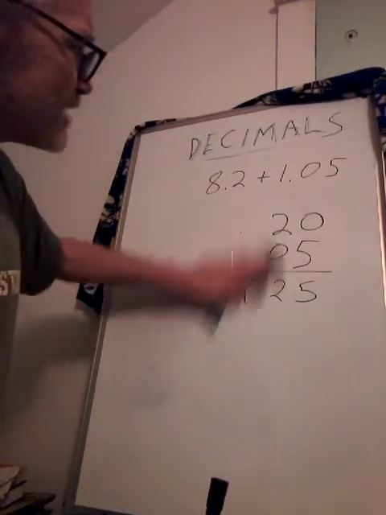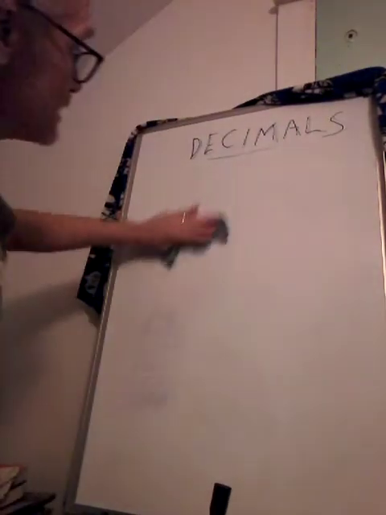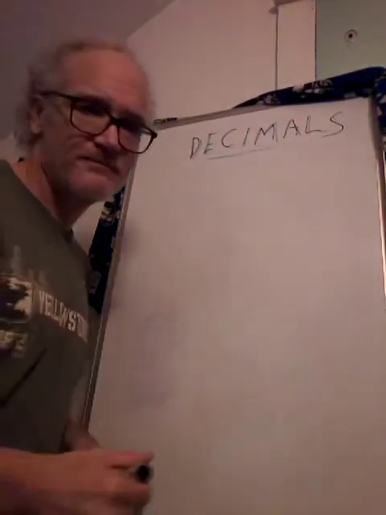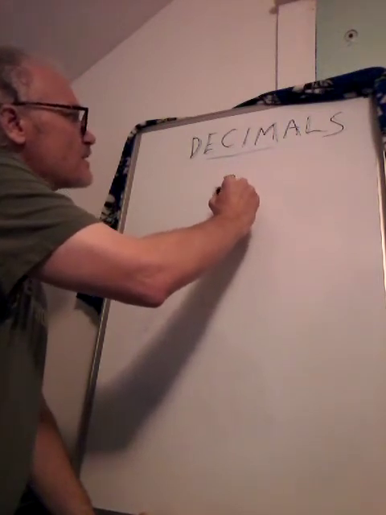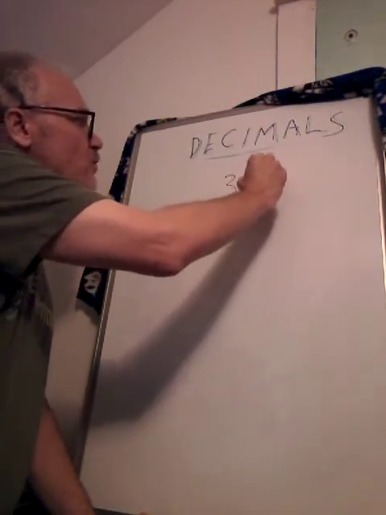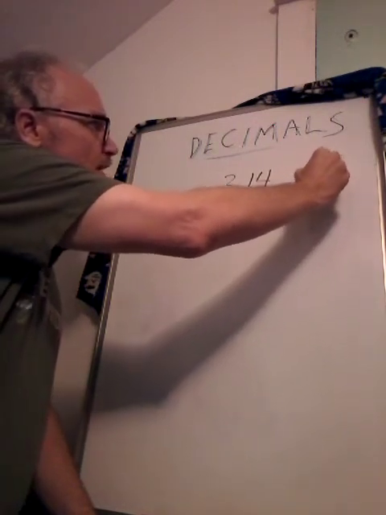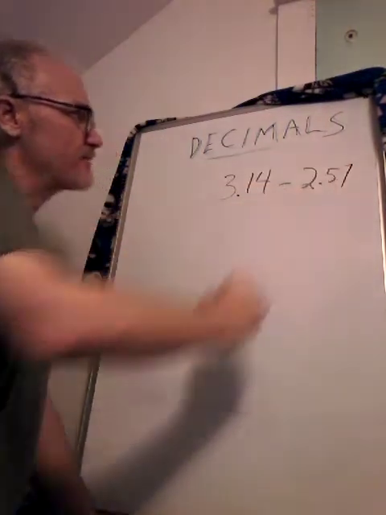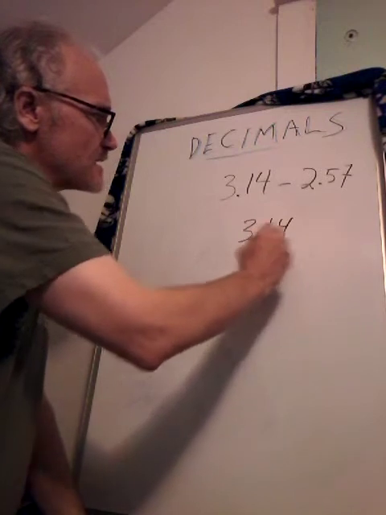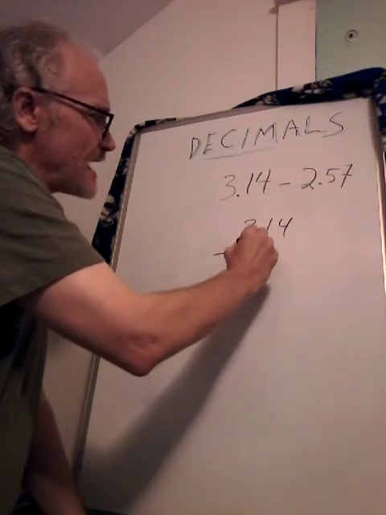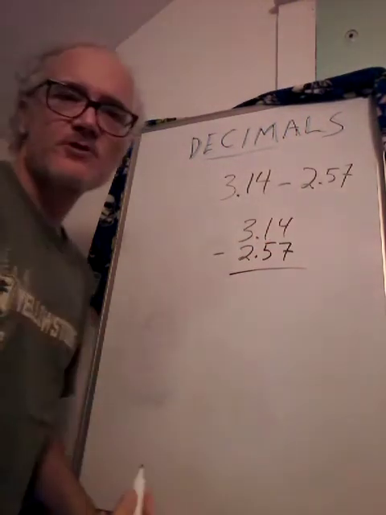What happens when we subtract? Same concept. We have to line up the decimal points and then proceed as normal. Suppose I have 3.14 and I want to subtract 2.57, right? I put these in line. I line up the decimal points and then I subtract.